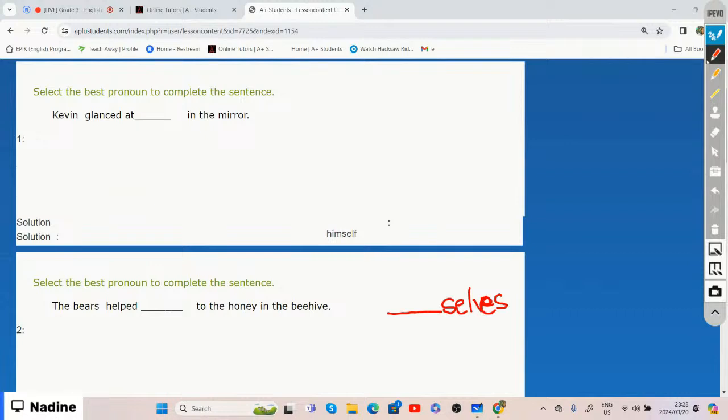So the base helps selves to the honey in the beehive. It's not him, because him refers to a boy. It's not himself, because him refers to one person and him refers to a boy. But base refers to more than one animal. Them is correct, but now your word needs to end in selves. That is how your word needs to end. So put the word them in front of that word.